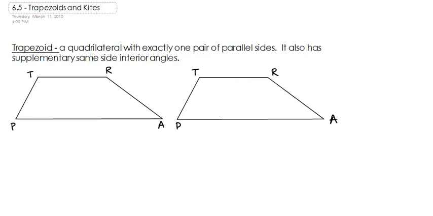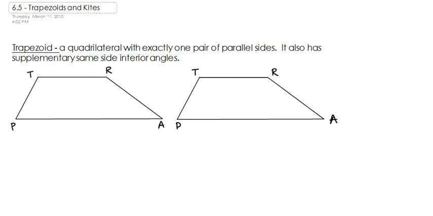Today's lesson is going to be on trapezoids and kites. It's mainly definitions and understanding what the different sides and angles mean if you have a trapezoid or a kite. A trapezoid is a quadrilateral with exactly one pair of parallel sides. It also has supplementary same-side interior angles.